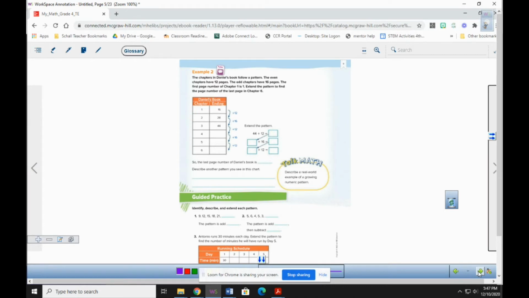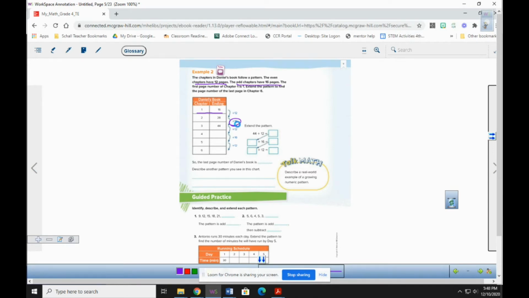Okay, so chapter 1. 1 is an odd number. Odds have 16 pages. So you can see here they've done 1, 16. Chapter 2 is an even. That means chapter 2 has 12 pages in it. We have to add 12. 16 plus 12 is 28. Chapter 3 is odd again. That means we're going to add 16. 28 plus 16 is 44.